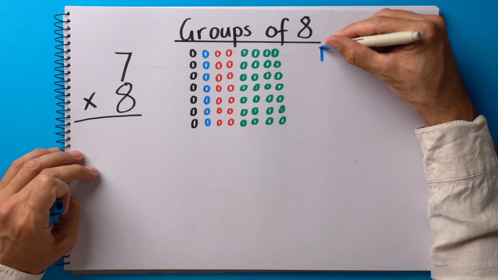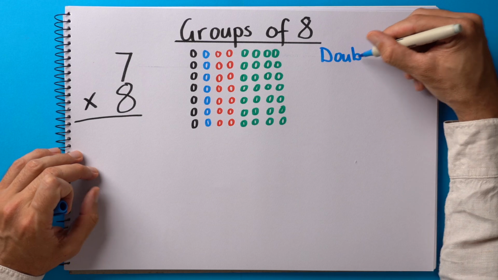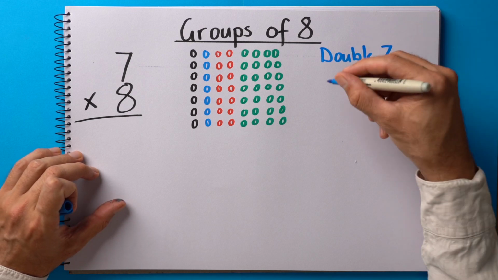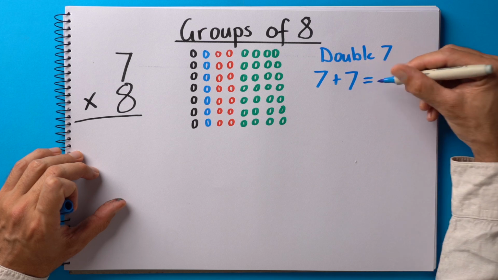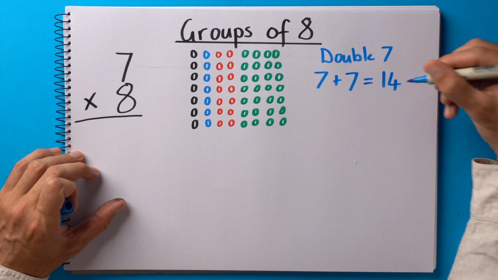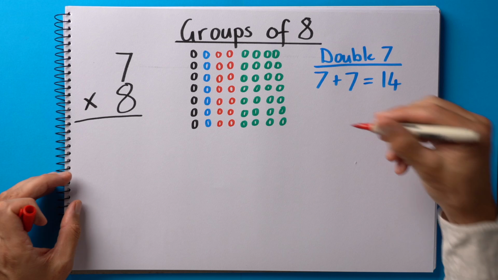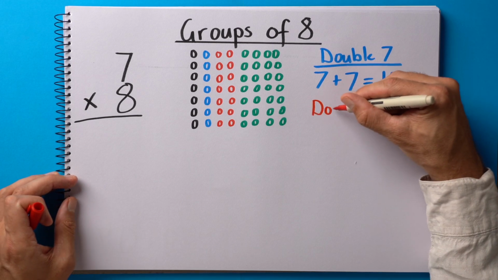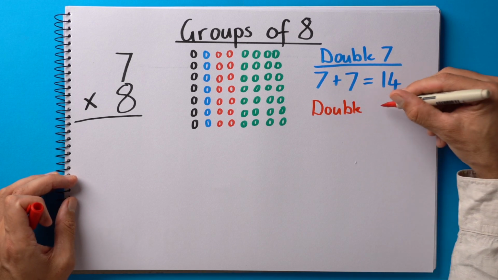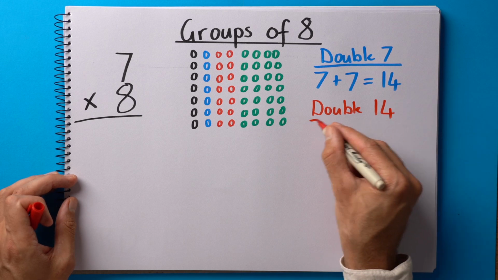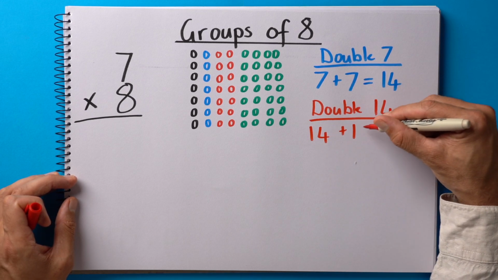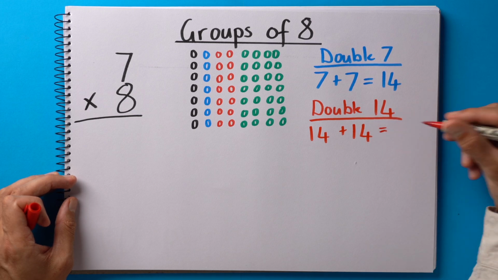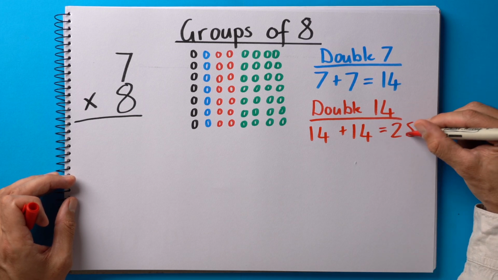How would we do the calculation? I'm going to double 7. So it would be 7 plus 7 equals 14. Then we double 14. Double 14 is 14 and another 14, which is going to be equal to 28.